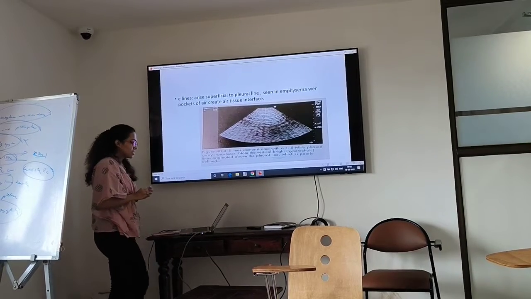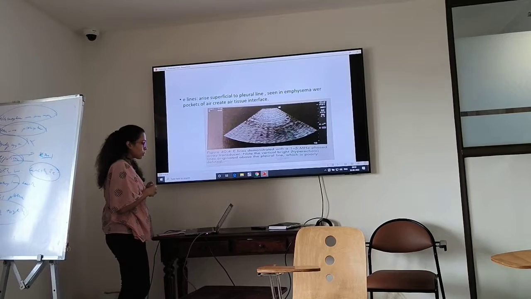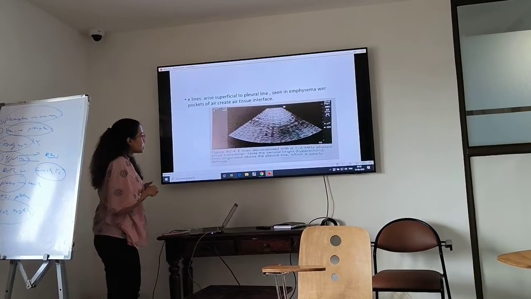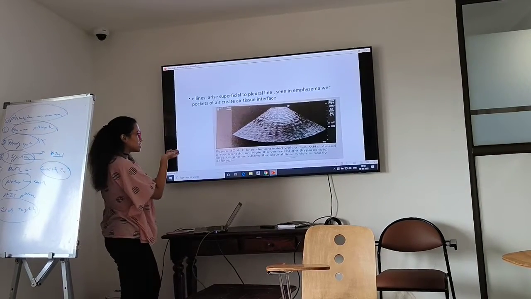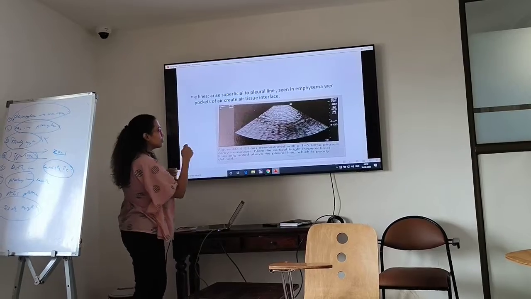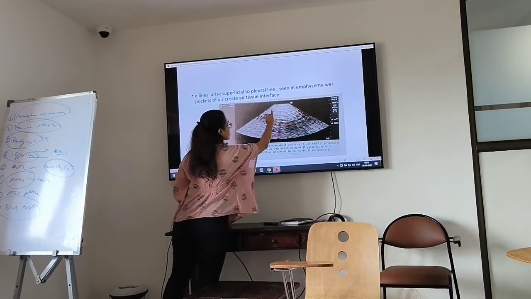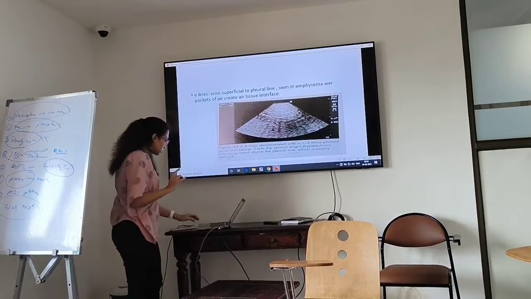So now what are E lines? These arise superficial to the pleural line and are seen in emphysema, where pockets of air create an air-tissue interface. So basically we can demonstrate this with a phased array transducer, and the vertical bright lines like these ones. So this is our pleural line. These ones that are originating, these are the E lines.